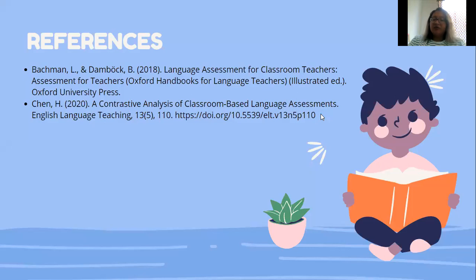And well, the reference that I have used for this video is the book Language Assessment for Classroom Teachers by Oxford University, and also the document A Contrastive Analysis of Classroom-Based Language Assessment that is in the didactic guide on page 34. There is a link, and this is what I have used.